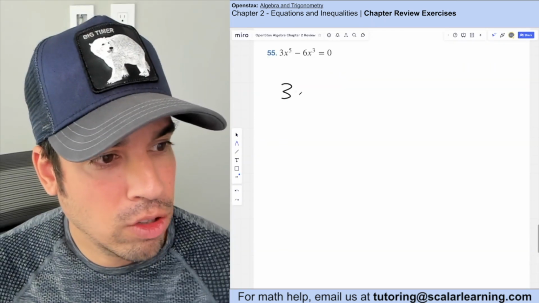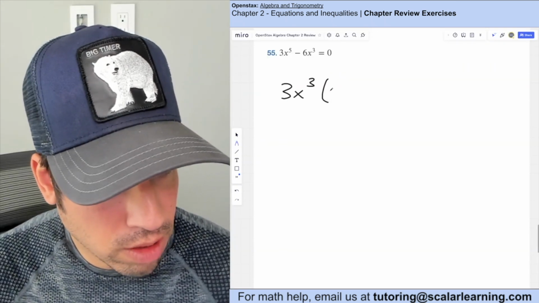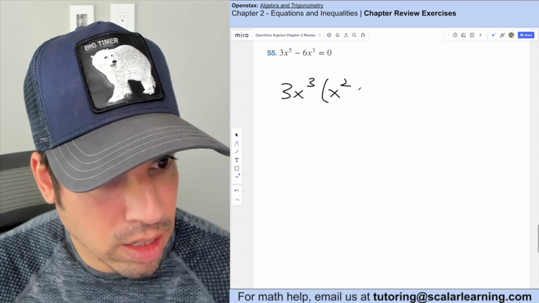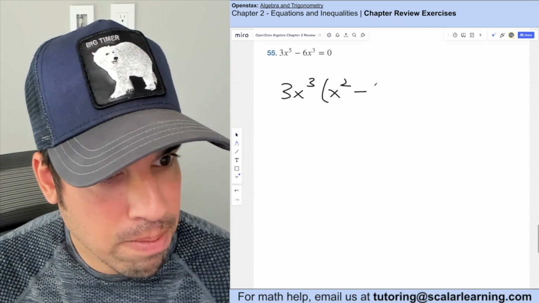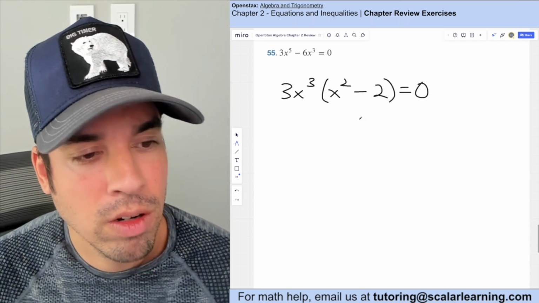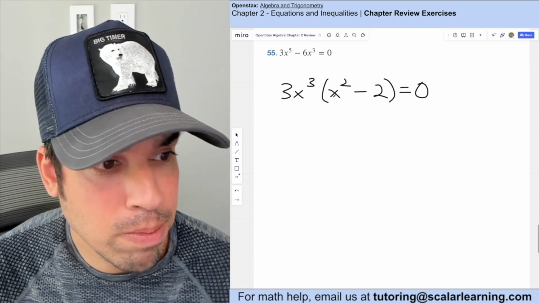Here, I'm going to factor out 3x cubed. That's a GCF of both. That leaves an x squared in here. That leaves a minus 2 over here. Okay. So now we got 3 possible solutions, right?